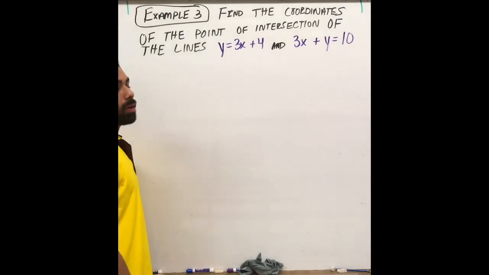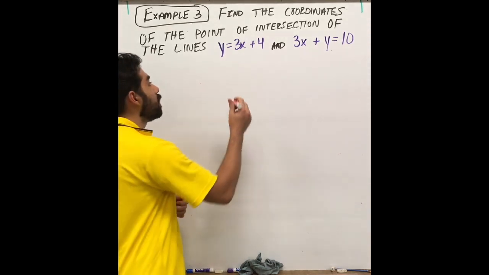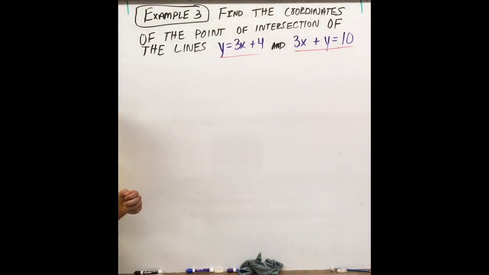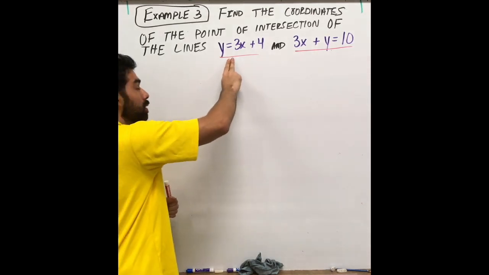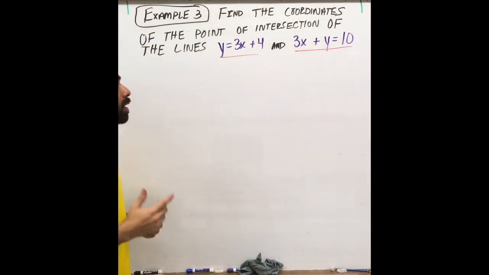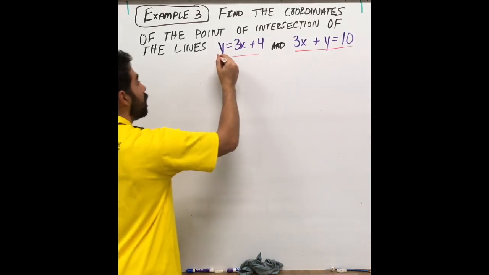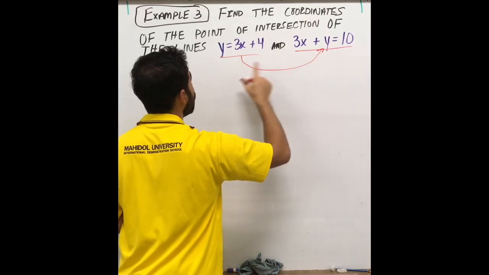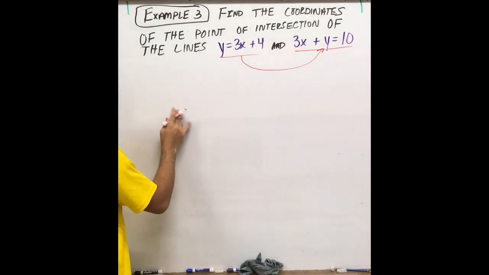All right, our last and final example is the following. The question says, find the coordinates of the point of intersection of the lines y is equal to 3x plus 4 and 3x plus y is equal to 10. This might not seem like it, but we can use simultaneous equations here. If we know what y is, we can use it to our advantage and plug it into our second equation, and then we can find our coordinates of x and y. So I'm going to plug in y is equal to 3x plus 4 for y, since I know what it is. That's where you can begin the problem.